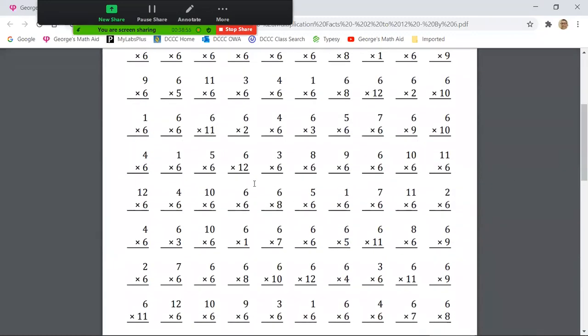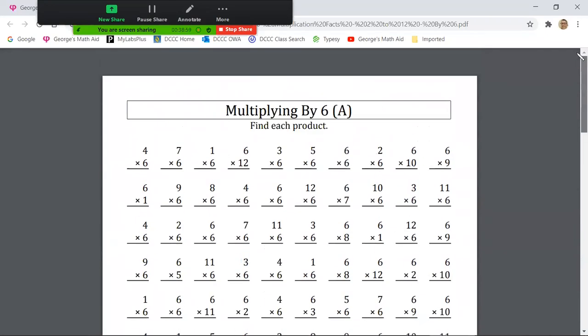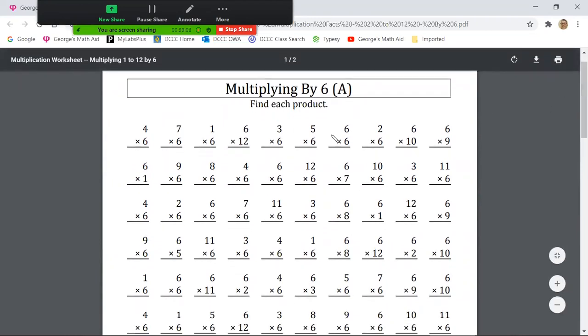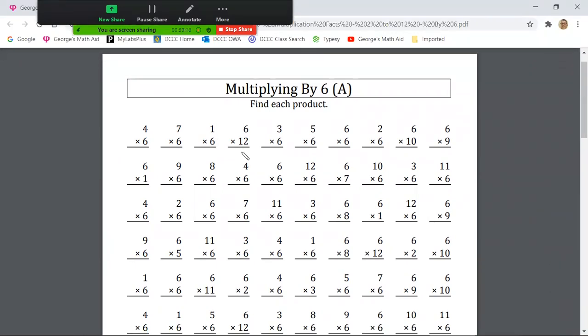Okay, so here we're focusing on the number 6, as you can see, right? We're focusing on 6. And notice that we're using the commutative property. In some cases, we're saying 1 times 6, then we're saying 6 times 12. So we're flip-flopping the 6 and the 12.